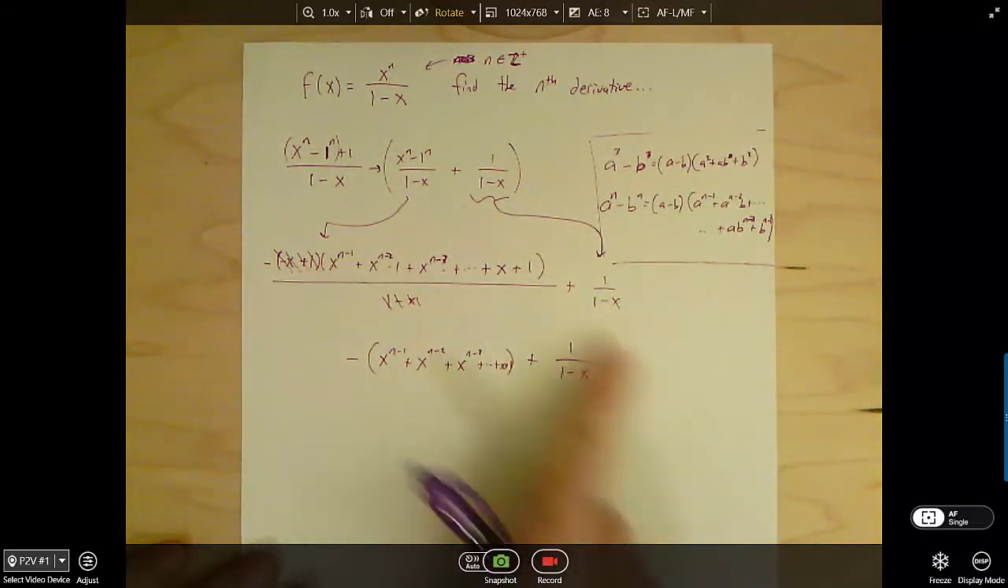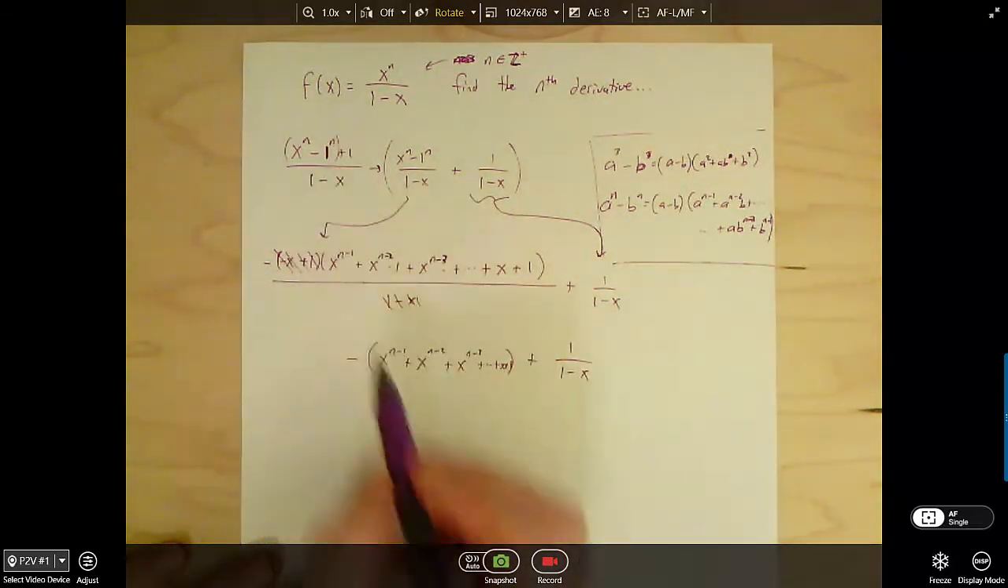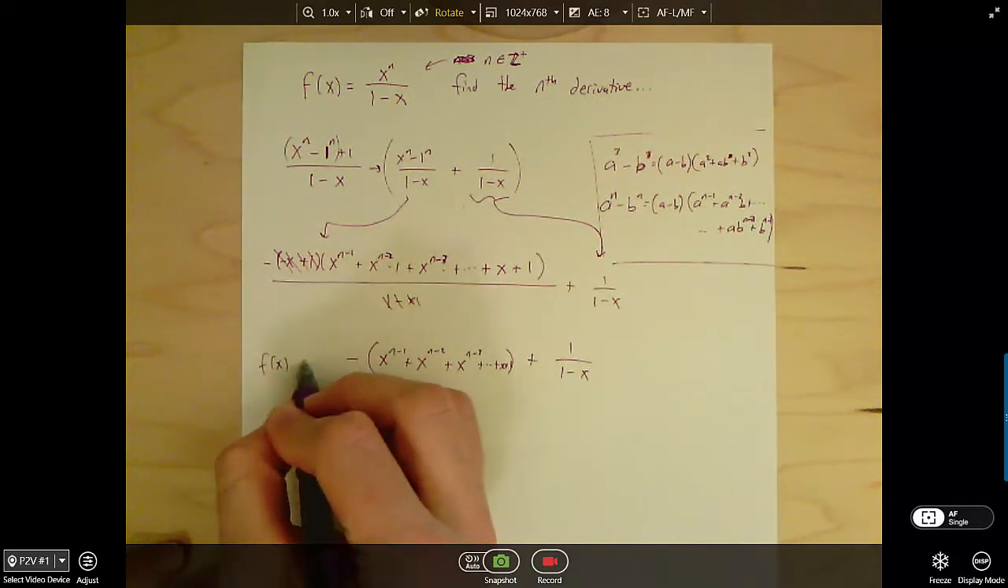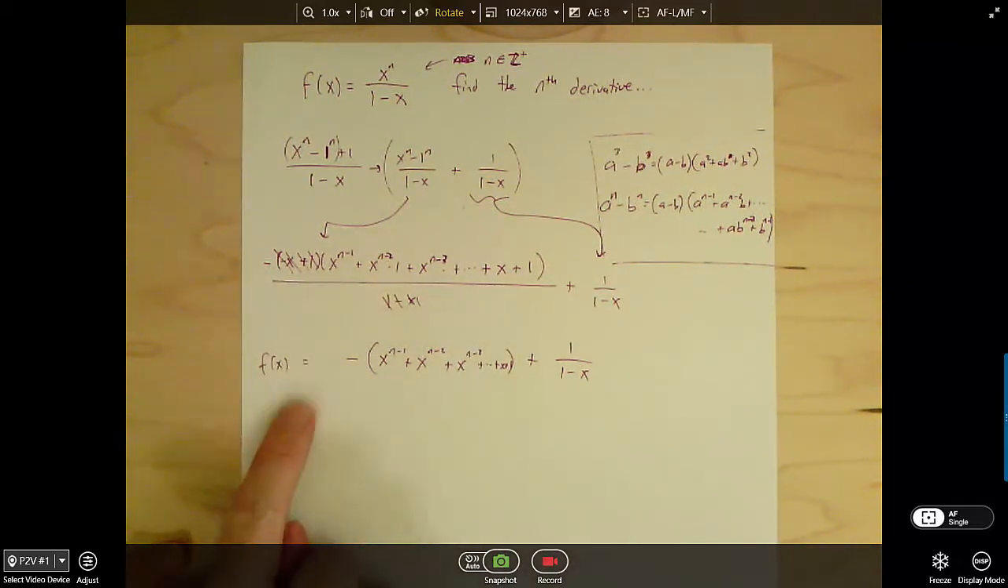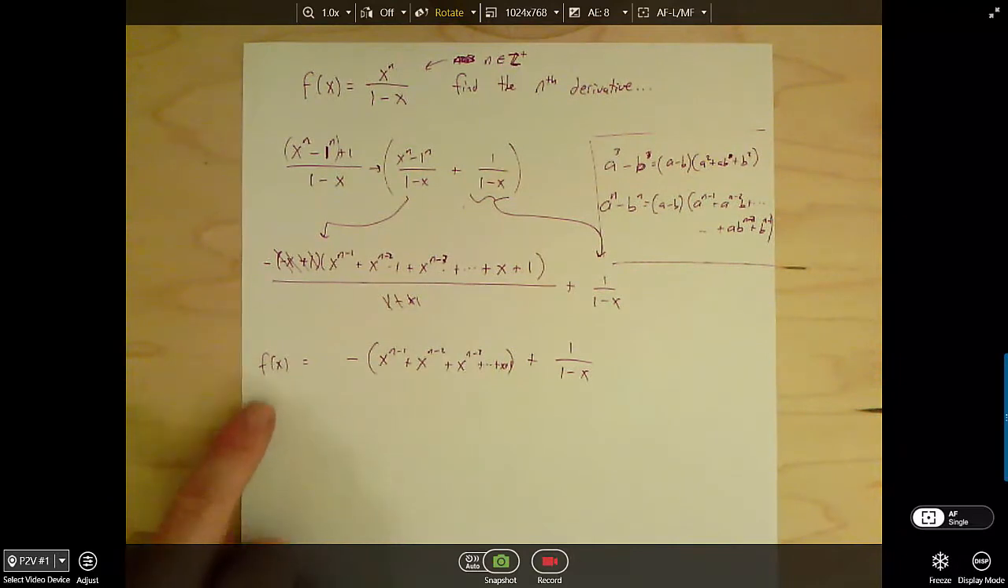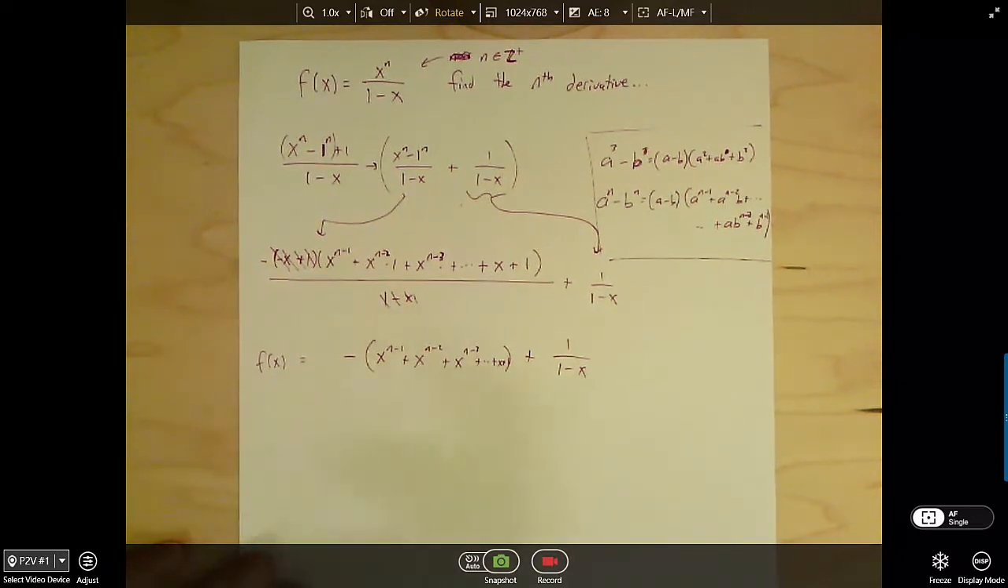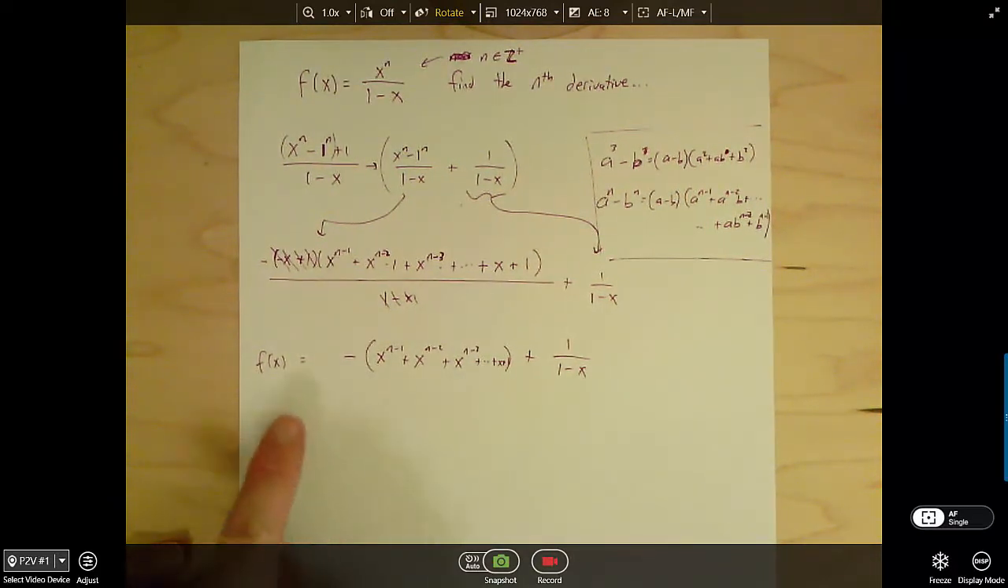Okay, so now I've got it looking like this. And remember, I haven't taken any derivatives yet. I'm just rewriting my function, and I'm hoping to get it into a form where when I take the derivatives, they'll come out simpler. So this is nice because I could distribute the negative in here.